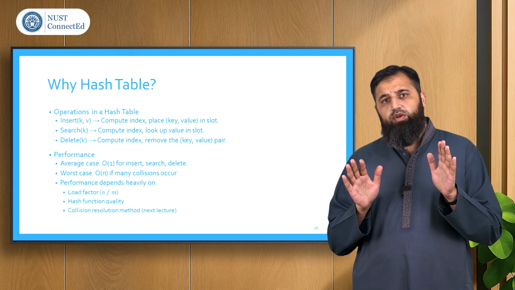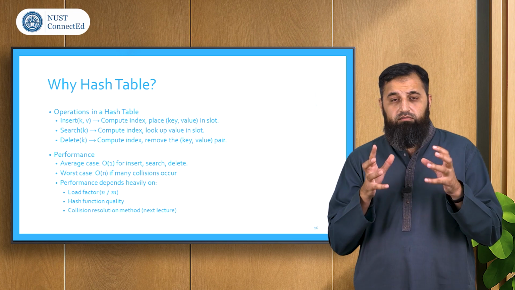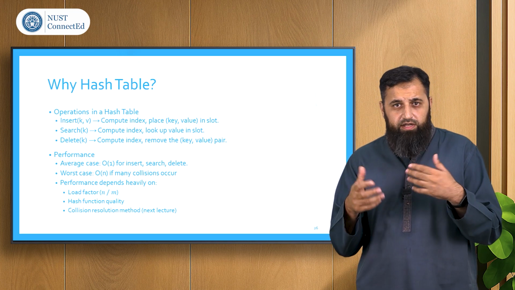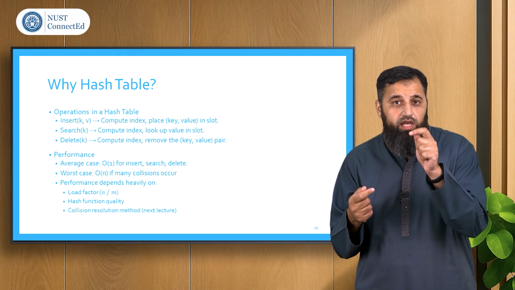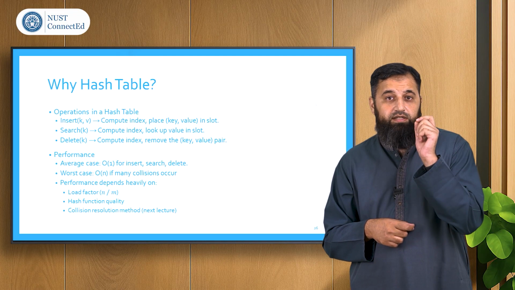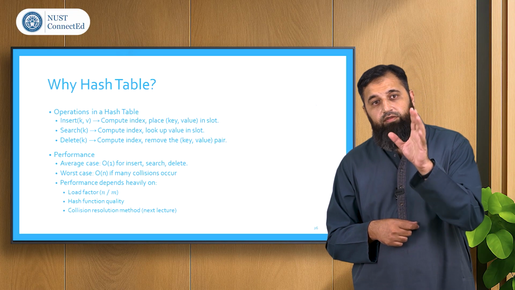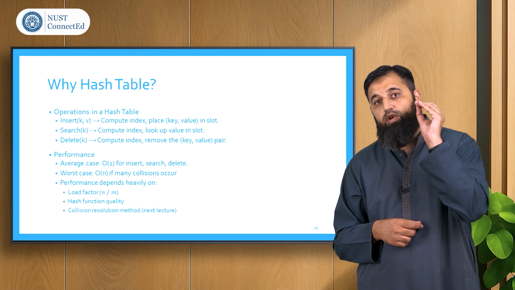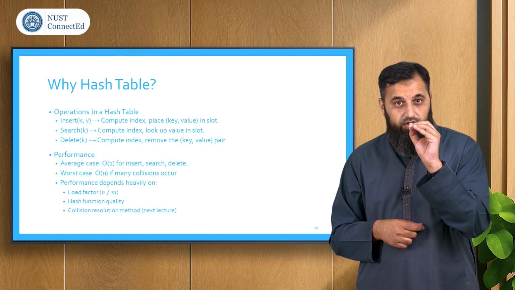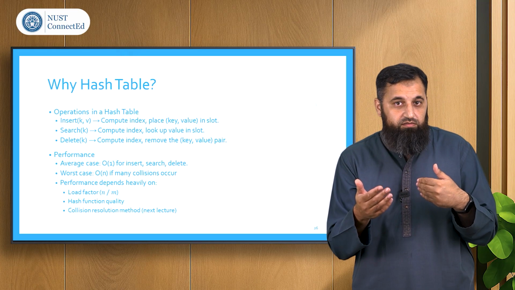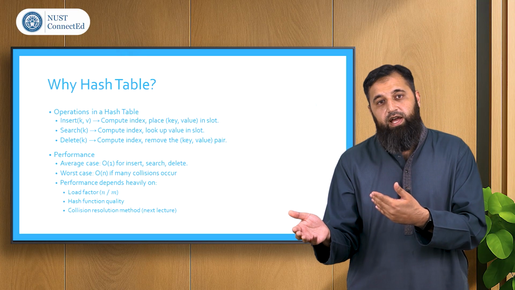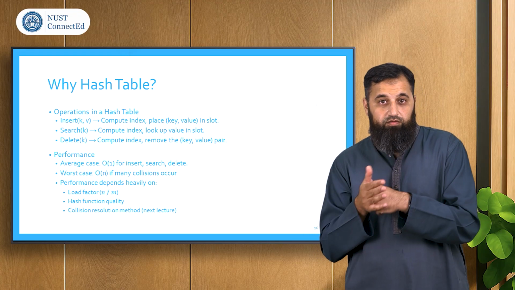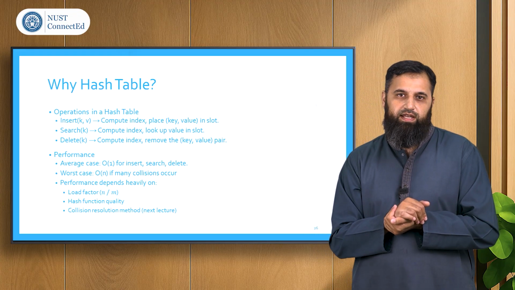In order to look at the quality of a particular hash function, there are various ways in which you can do that. One of the key ideas for identifying the quality of a hash function is to see what kind of collision resolution method it utilizes: first, how many collisions happen using that hash function, and then how it can resolve those collisions, which is again in the next lecture.